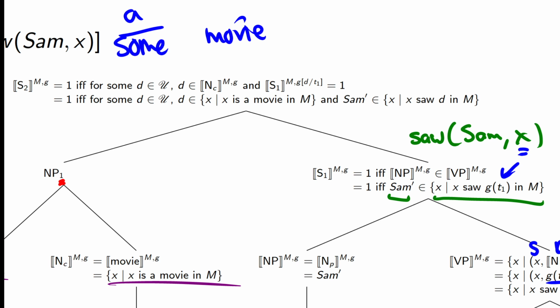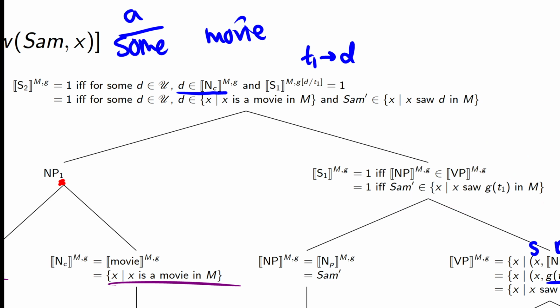So we say it's true if for some D in our universe, so if there's something in our universe, D is in our noun, so D in this case is a movie, and the remainder of the sentence, so Sam saw G of T1 and M, that is true where T1 now points to D. So we're basically saying there's some individual D in our universe where D is a movie and Sam saw D.